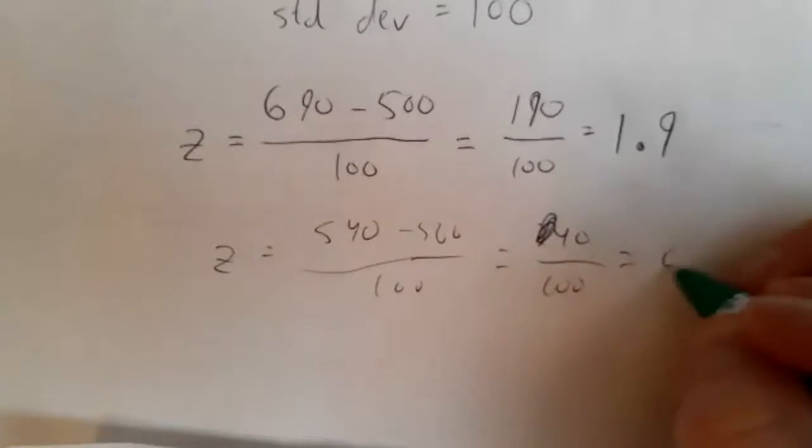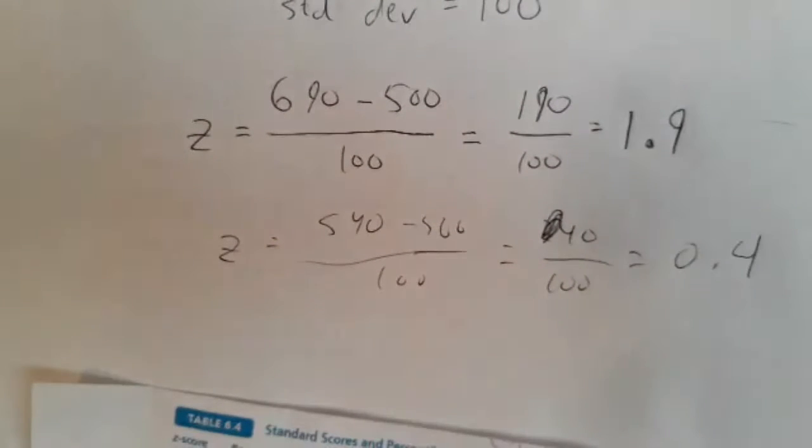No, yeah, it wasn't that good. It was only 40 divided by 100, so 0.4. All right, we go look at that on the table.